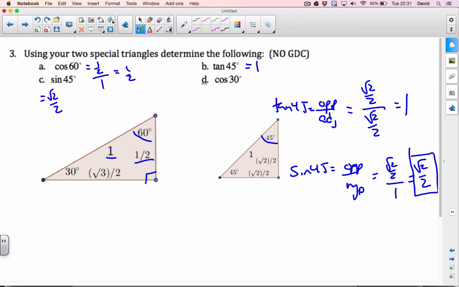And finally, cosine of 30 degrees. I go back to my 30, 60, 90 triangle. Cosine, I know, is adjacent over hypotenuse. Well, from 30, adjacent is equal to root 3 over 2. Hypotenuse is 1, so over 1 is just root 3 over 2. And so with these special triangles, I can find the exact value of sines and cosines of 45s, 60s, and 30s.